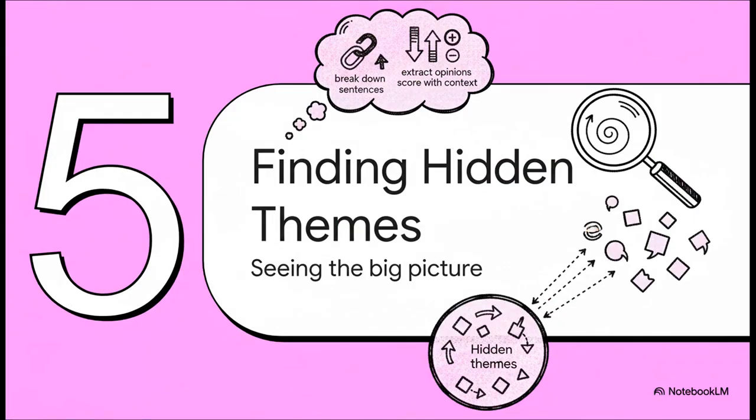Okay, so let's recap. We can break down a sentence's grammar, we can pull out opinions, and we can score them while understanding context. So what's the grand finale? What's the big payoff? It's being able to zoom all the way out from these tiny little opinions and finally see the big picture, to find the hidden themes running through the whole conversation.